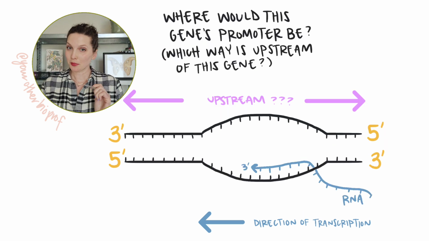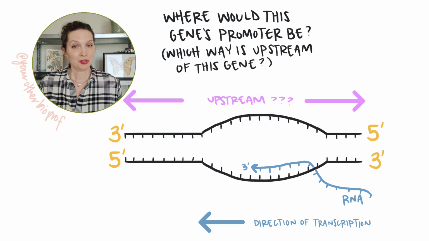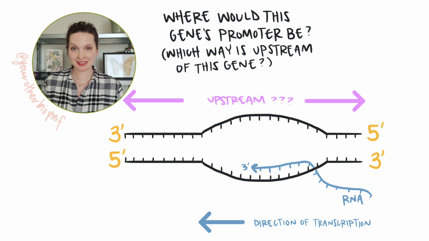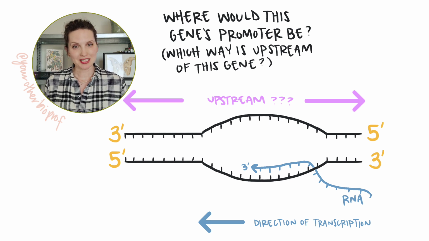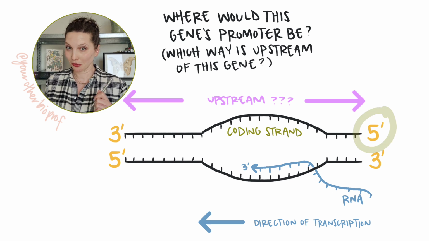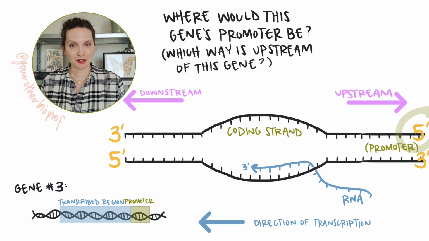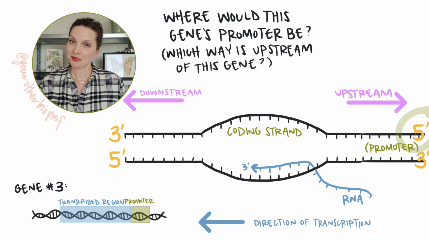Since the promoter is upstream of the gene, in this picture, would the promoter be on the left or right side? Which way is upstream of the gene? The template strand is the bottom strand here, which makes the top strand the coding strand, the important one for upstream, downstream. And you can see that the 5' end of the coding strand is to the right, so that's where you'd find the promoter for this gene.